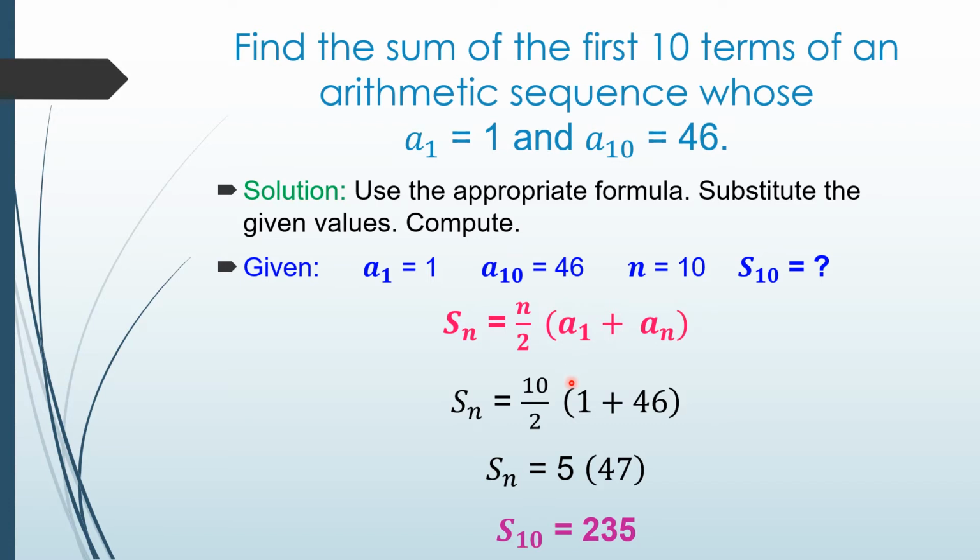Simulan na nating mag-substitute. Instead of writing n, write 10. Instead of writing a sub 1, write 1. Instead of writing a sub n, write 46. Simplify na natin yung equation. So we have 10 divided by 2, that is 5, times 1 plus 46, that is quantity 47. Now let us multiply 5 and 47. We will get 235. So the value of the sum of the first 10 terms or yung S sub 10 natin ay equal sa 235.